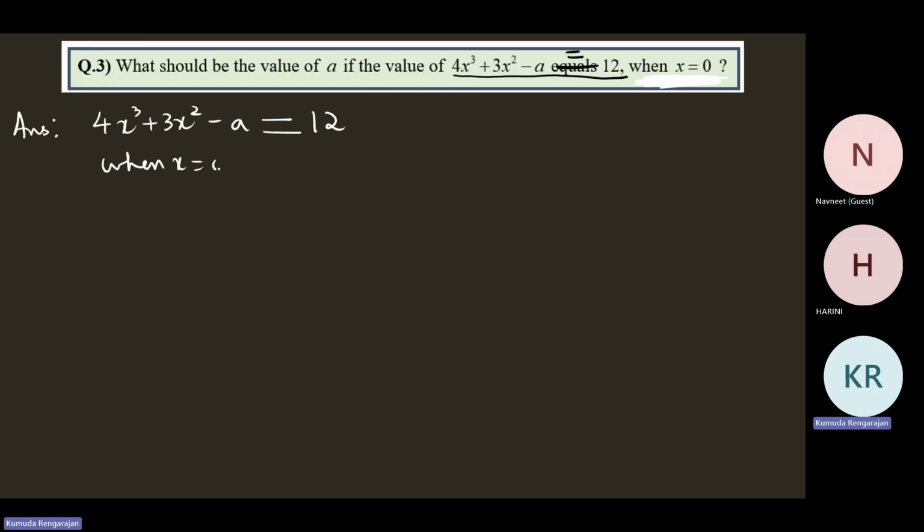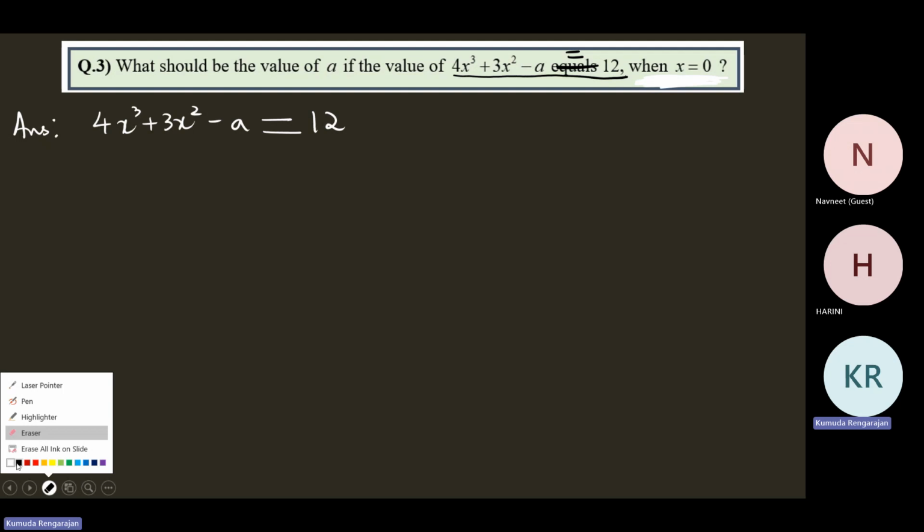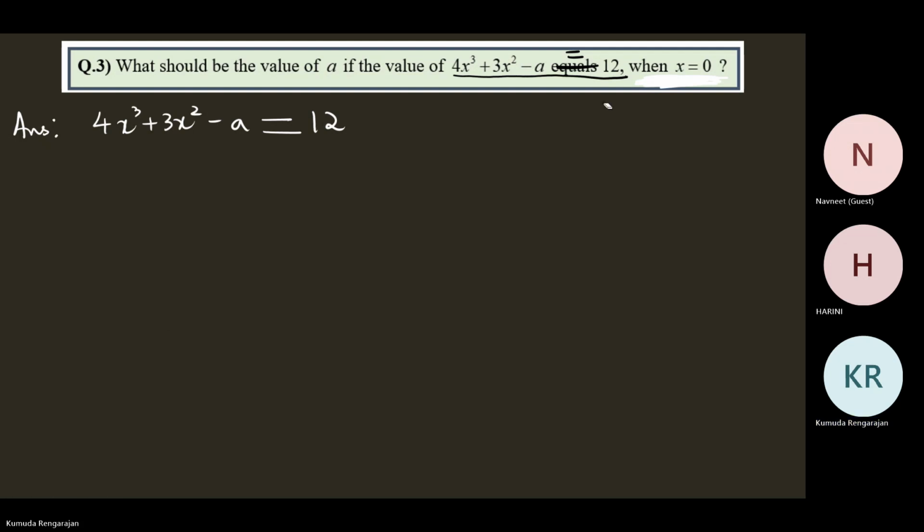When x is equal to 0, what will happen? 4 into 0 cubed plus 3 into 0 squared minus A is equal to 12. So first, you should write this equation. It's given that 4x cubed plus 3x squared minus A equals 12. Write that. Then it is given x is equal to 0.